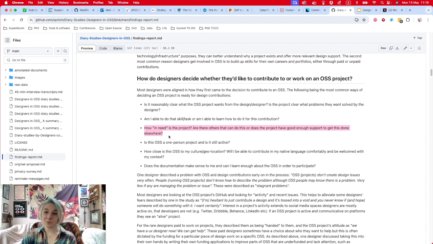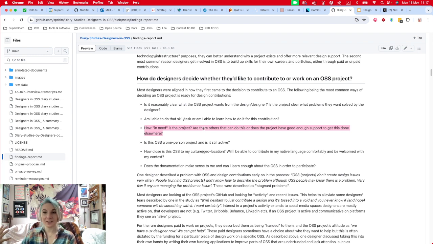Another aspect at least one participant asked themselves: how in need is the project? Are there others that can do this, or does the project have good enough support to get this done elsewhere? I think this is a tricky question for designers to answer for themselves, because on the flip side, there are a lot of designers, or people generally, that are interested in contributing to a project that can offer them something that they need, experience, or something else that they would like.